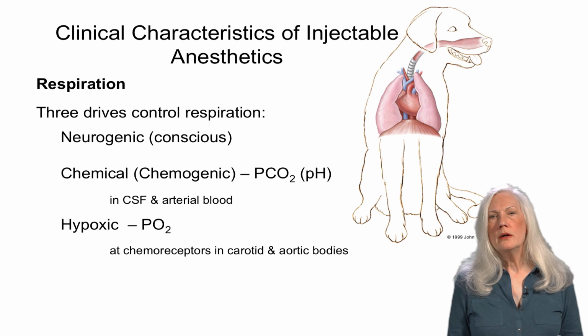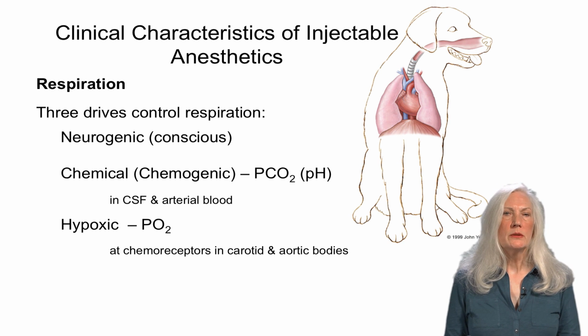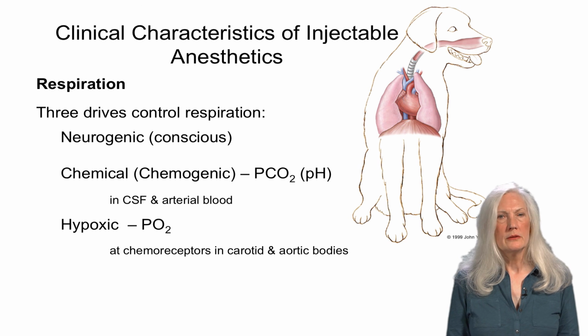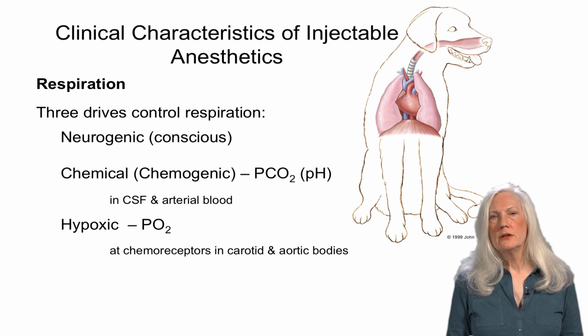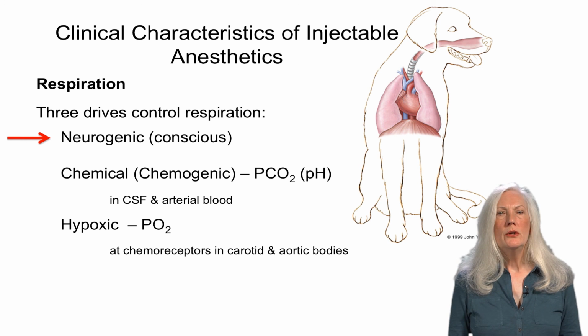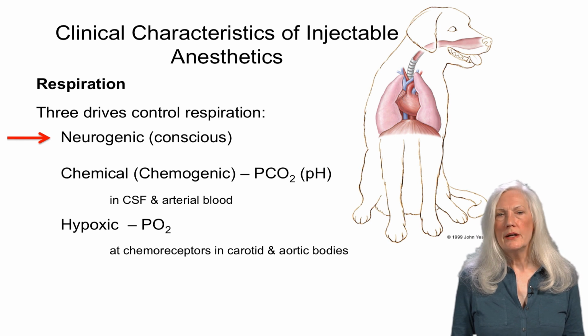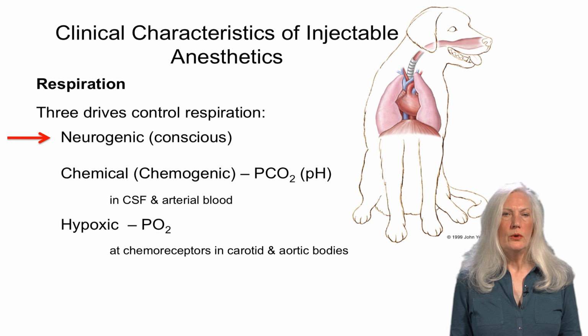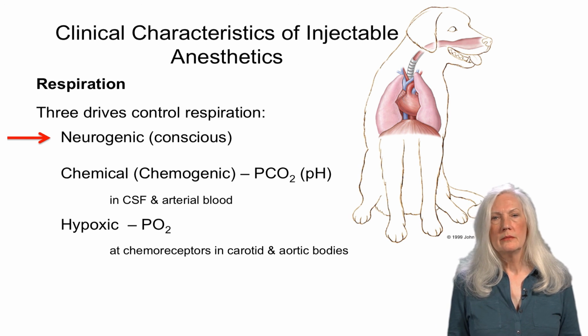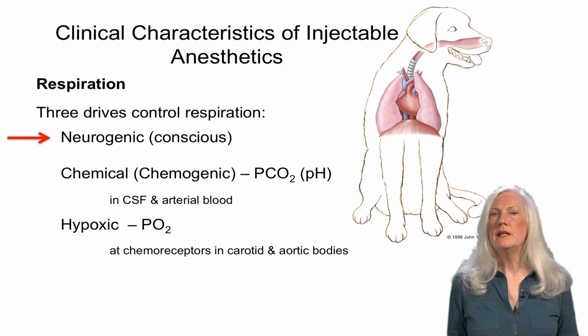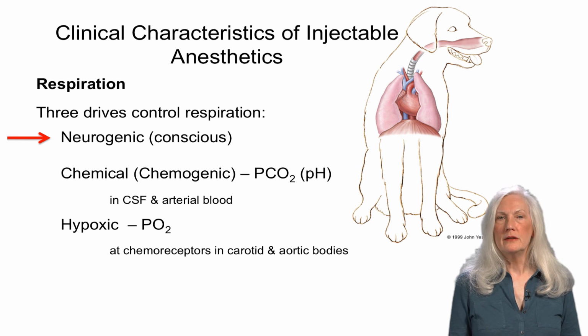There is a strong depressant effect of most injectable anesthetics on respiration. So how does that happen? Respiration is normally controlled by three distinct drives. You can override the baseline rate of respiratory excursions using the neurogenic or conscious drive. For example, when you hold your breath or intentionally hyperventilate. But when animals are asleep, the neurogenic drive is not active.